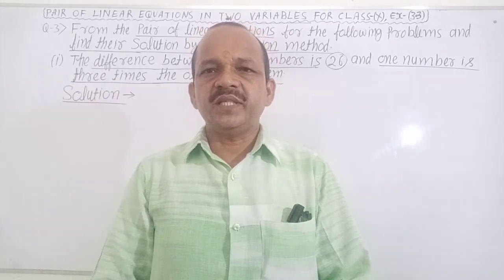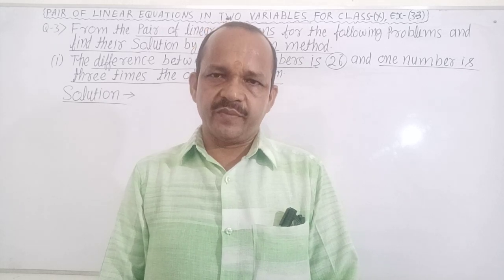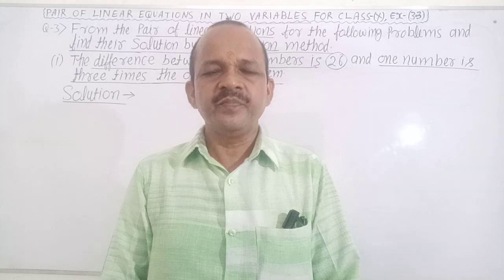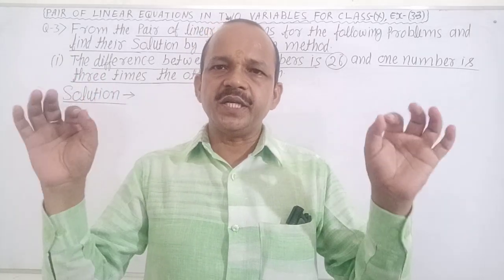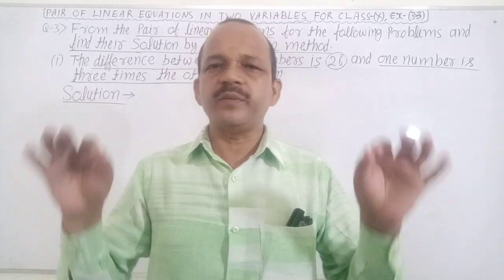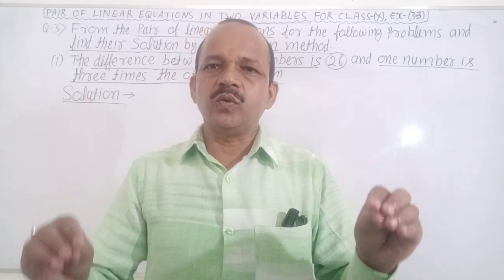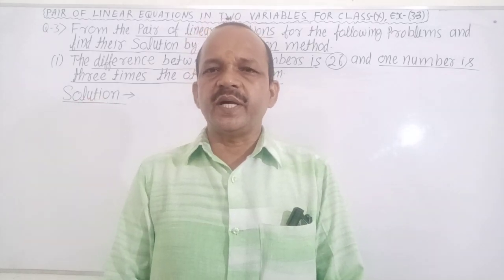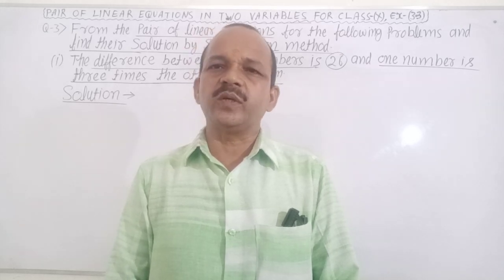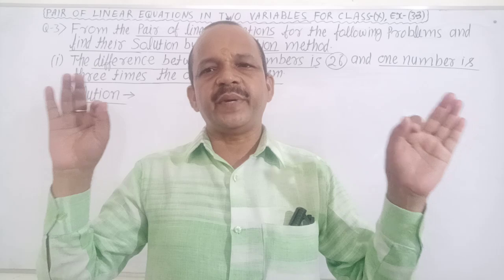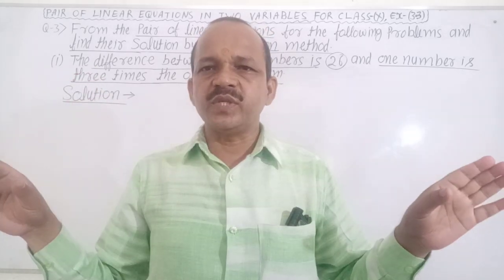Firstly, I want to describe the form of a pair of linear equations in two variables. Because you can ask me, what is the form of a pair of linear equations in two variables? It is new for you, so you can ask very easily. The form is a1x plus b1y plus c1 equal to 0 and a2x plus b2y plus c2 equal to 0. It is the form of a pair of linear equations in two variables.